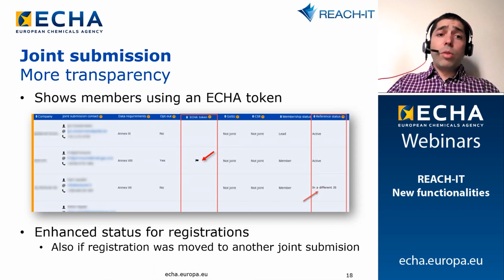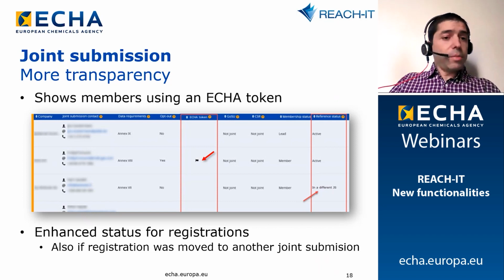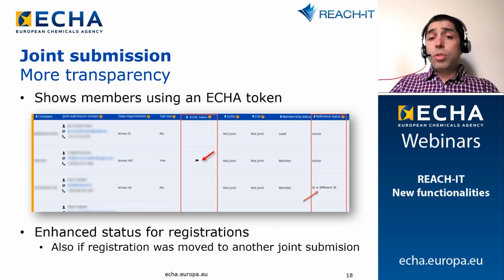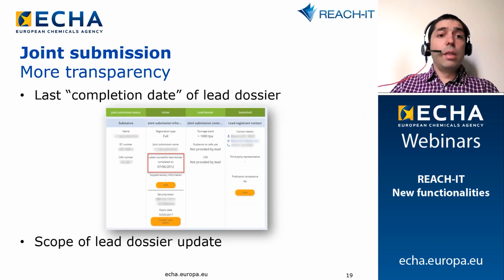In addition to that one, we have implemented more information to increase the transparency. Now we are showing which members are using the ECA token. Also, we have added the status for the registrations. So you can see if a member is active or inactive, or maybe if he has migrated to another joint submission. Also, you can see when the lead has submitted the last dossier. And this year, we are going to implement what is the scope of this update.